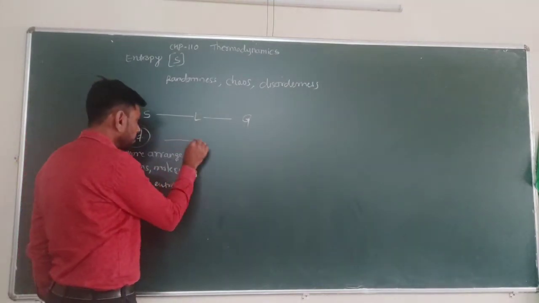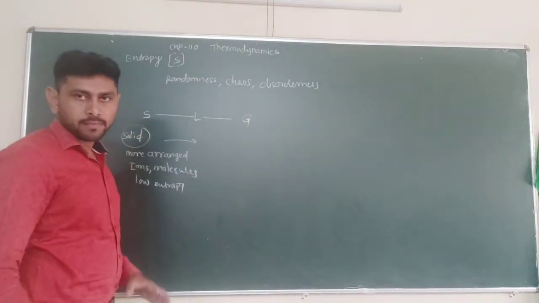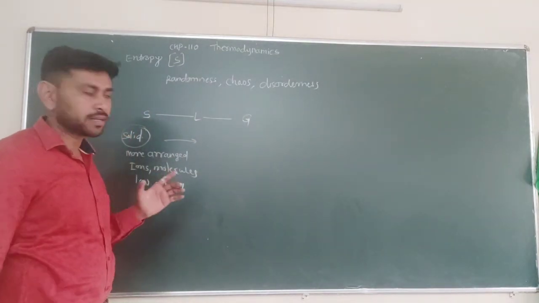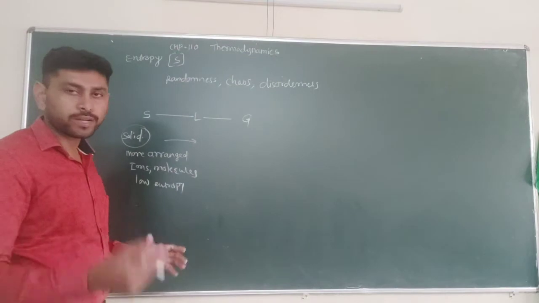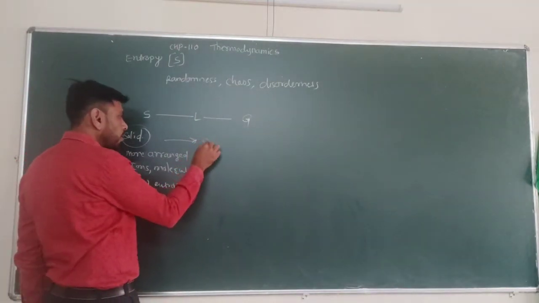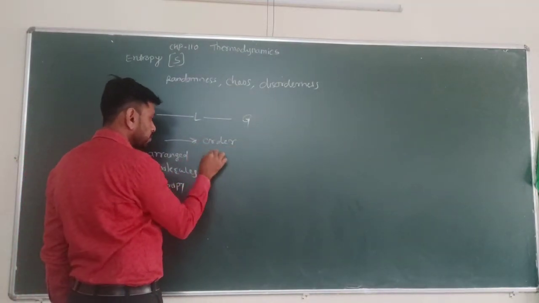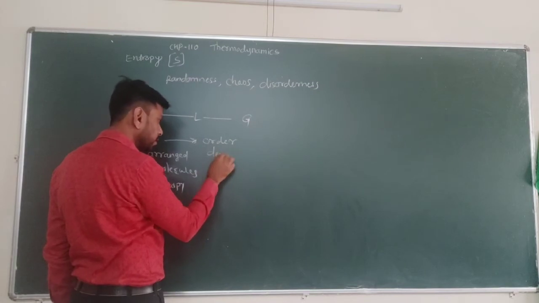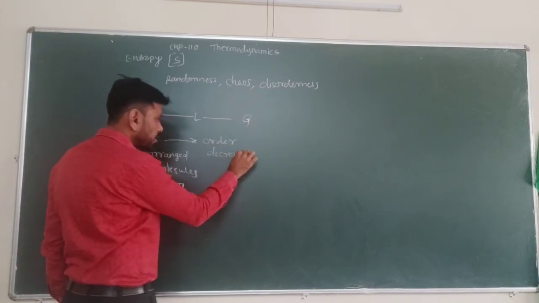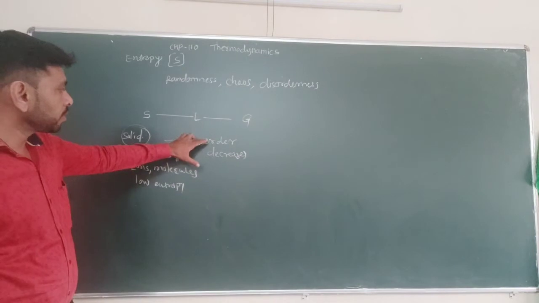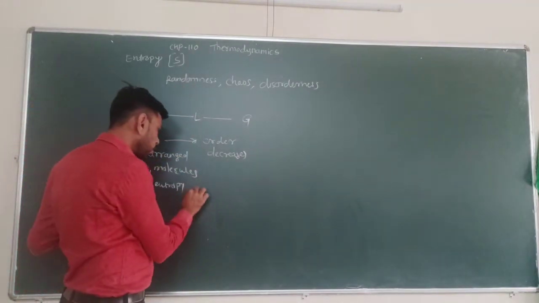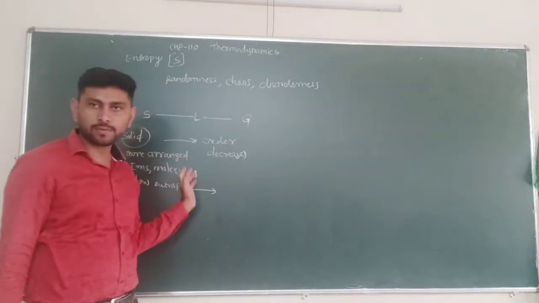If we see the structure of a liquid, the force of attraction decreases and liquid molecules are more free to move, and that's why the order in the liquid decreases. So disorder increases, order decreases, and that's why entropy goes on increasing from solid to liquid.